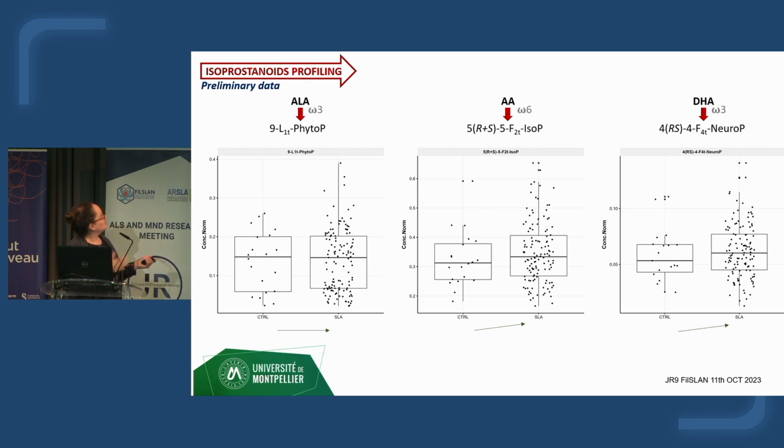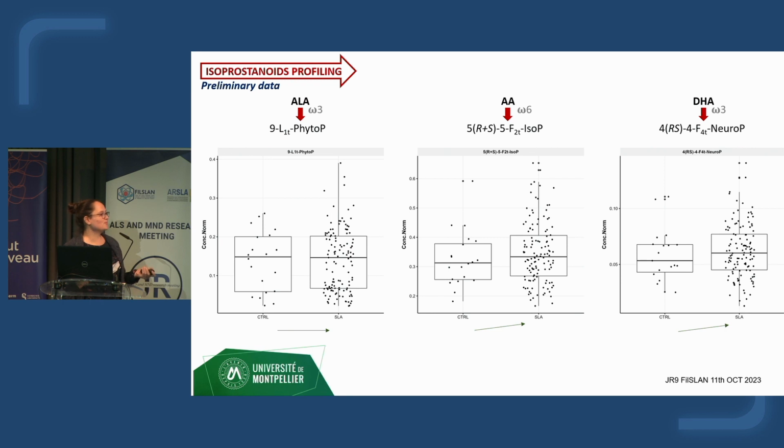So the preliminary data we've got, focusing on 3 main compounds: the 9L1T phytoprostane coming from the oxidation of ALA, 5F2T isoprostane from arachidonic acid, and 4F4T neuroprostane from DHA.